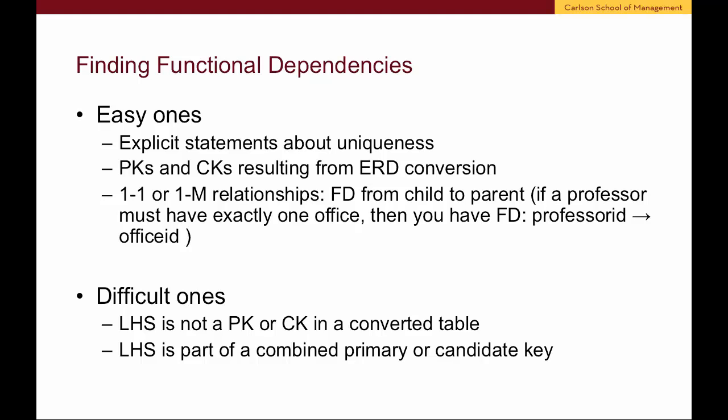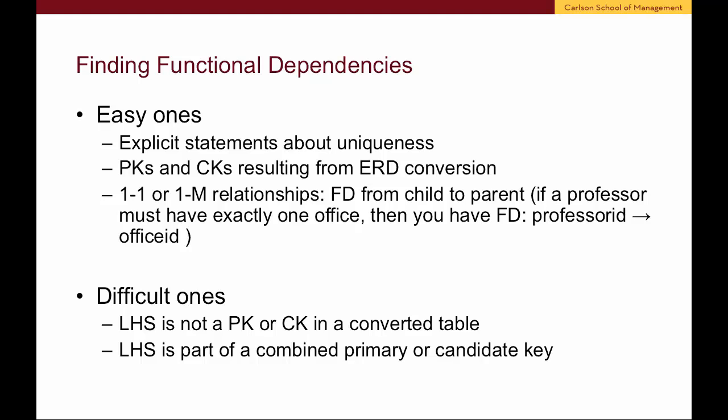And of course, some of these are easy to identify when looking at the database. A unique constraint is a good place to look for a functional dependency. Obviously, primary keys and candidate keys that result from converting your ERD, and then functional dependencies in relationships, as you see here. Difficult functional dependencies are where the left-hand side is not a primary key or a candidate key in a converted table, or the left-hand side is part of a combined primary or candidate key, like a composite key.